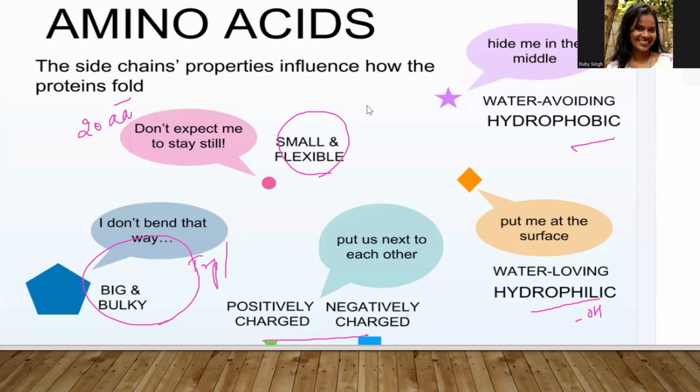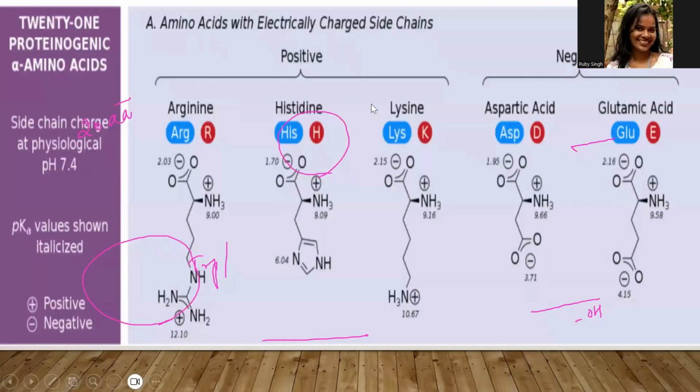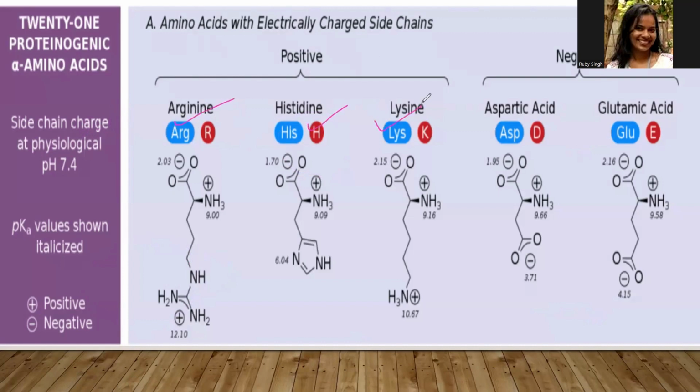So what is over here? We have different types of structures over here. One second, just let me remove these lines. So what are the different types of amino acids over here? We know that these are the positively charged arginine, histidine, and lysine, and the negatively charged aspartic and glutamic acid.